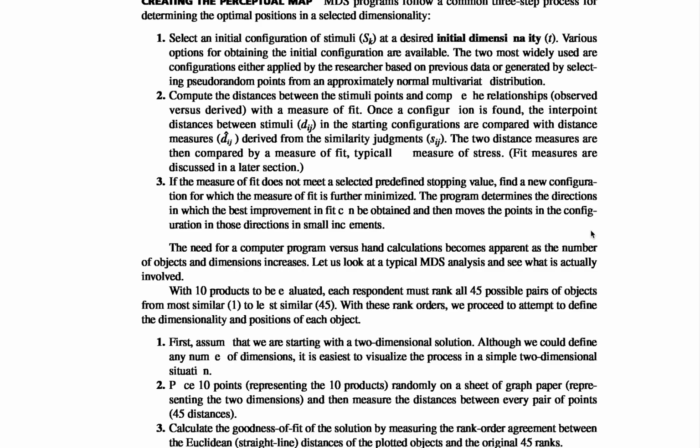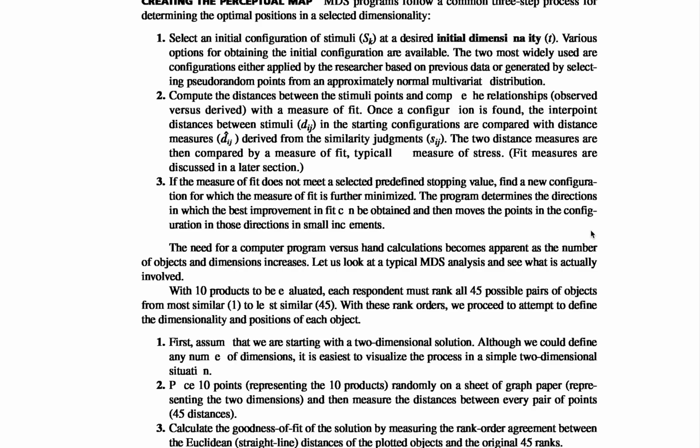Number 3, if the measure of fit does not meet a selected predefined stopping value, find a new configuration for which the measure of fit is further minimized. The program determines the directions in which the best improvement in fit can be obtained and moves the points in the configuration in those directions in small increments. The need for a computer program versus hand calculation becomes apparent as the number of objects and dimensions increases.